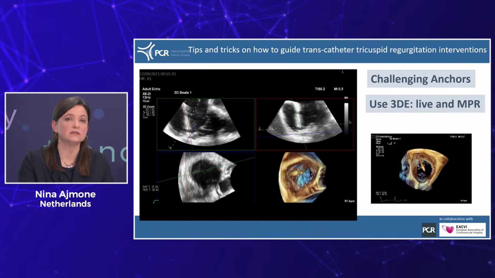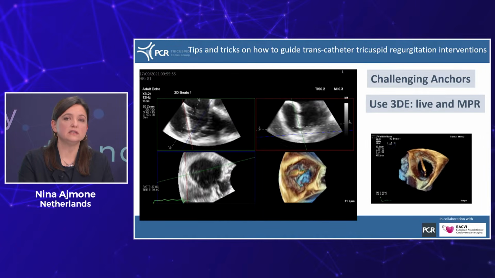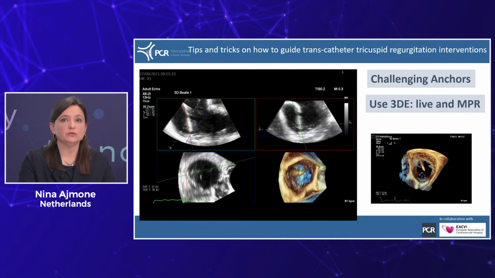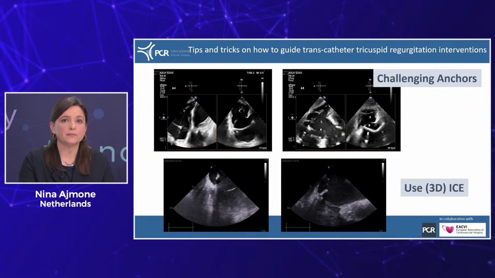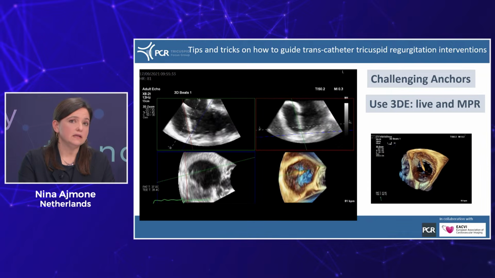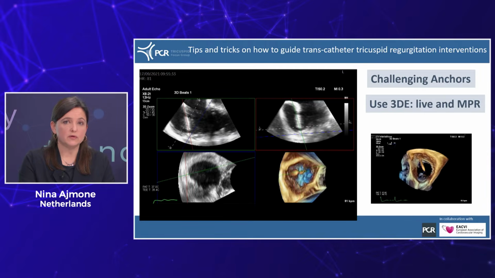And as you can see on the left upper panel, we see the tip really at the inch where the leaflets are, and we can follow on 3D the place of all the anchors along the annulus, and therefore the position of the band. But some of the anchors are very challenging, so we might indeed have to use the ICE echo, as you can see in this example, which we often use to place some of the difficult anchors.